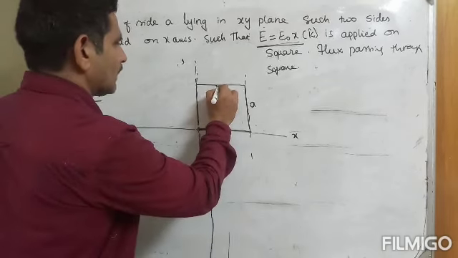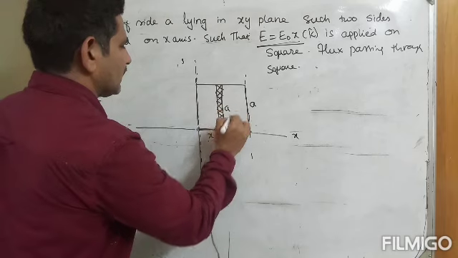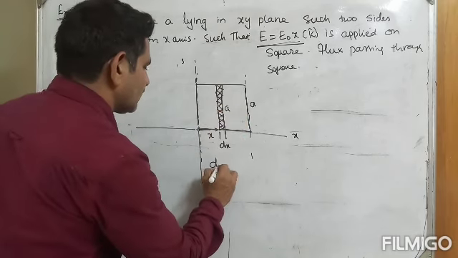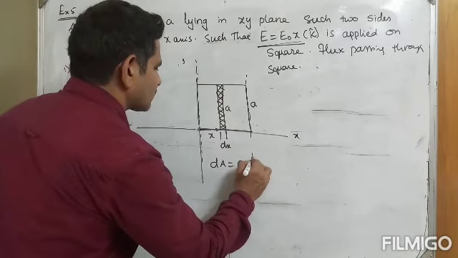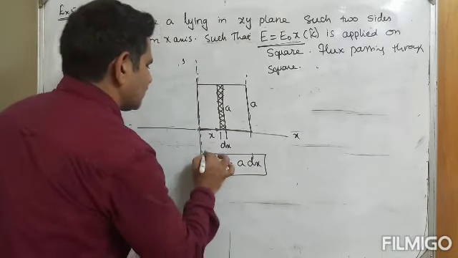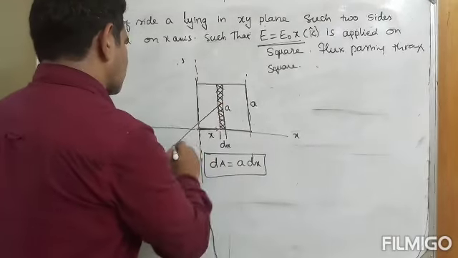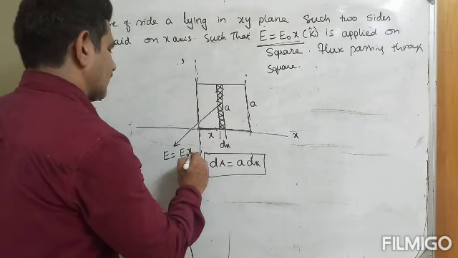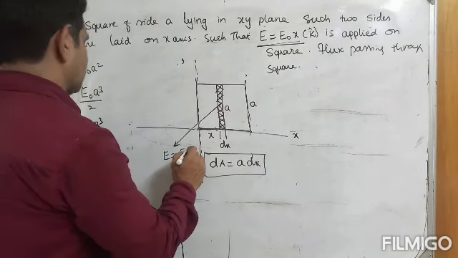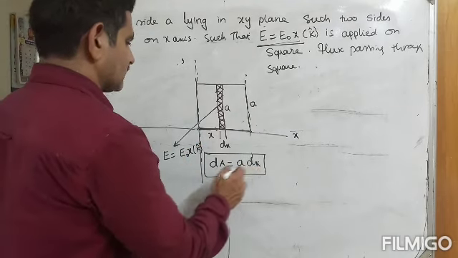Understand? So the element area is how much? Can you guess? This length is A, this length is dx. Therefore dA is equal to A dx. Understand? Area is equal to A dx. So the electric field is already in this direction, E is equal to E naught x. Understand? And dA in this direction.